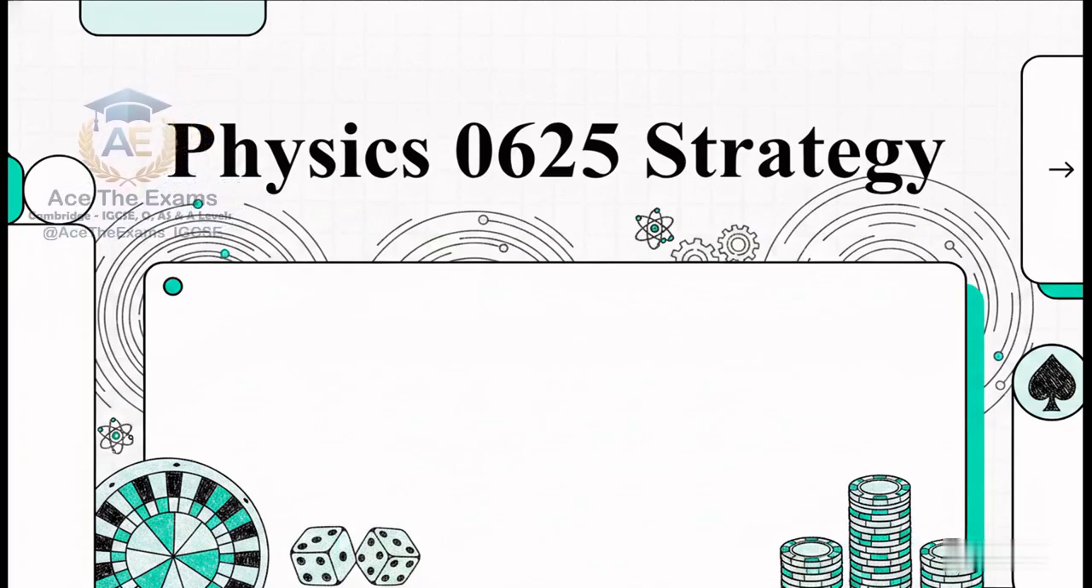Today, we're putting our focus on one specific, notoriously tricky topic, moving in circles. We are going to decode the exact step-by-step strategy you need to walk out of that exam hall with absolutely top marks. So, let's get into it.